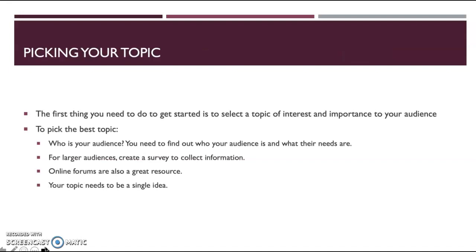The first thing you need to do is to pick your topic. And in order to pick your topic, you need to know who your audience is. And you also want to find out what interests your audience and what their needs are. Typically, for larger audiences, it is easier to create a survey to send out in order to collect any information you might need in order to choose your topic.